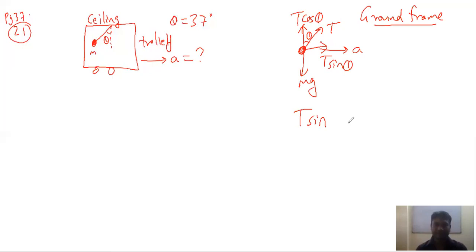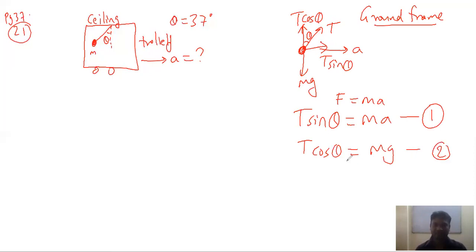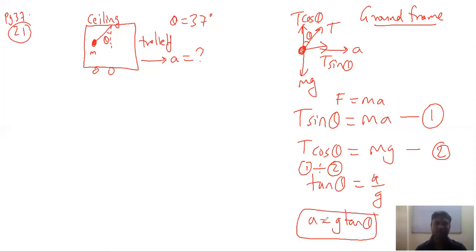So here T sin theta equals ma, because force is mass into acceleration, equation 1. And T cos theta is mg, equation 2. If I divide equations 1 and 2, I will get tan theta is a by g. So acceleration comes out to be g tan theta. So this is from the ground frame of reference.